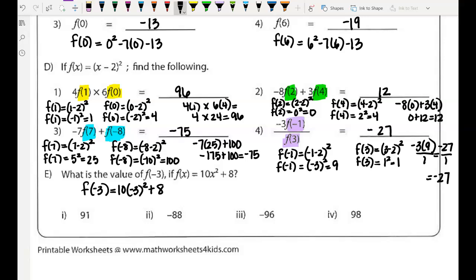So what do we get for f of -3 if f of x equals 10x squared plus 8? Well, we get 10 times 9 plus 8. 90 plus 8 will give us 98. This is the correct answer.